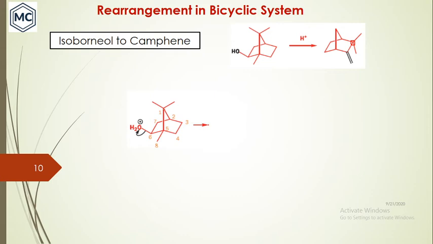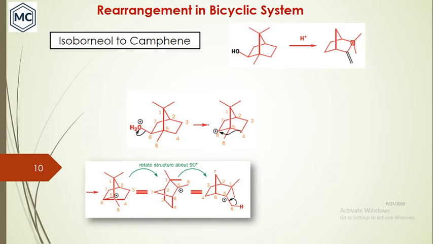First protonation occurs, then a carbocation is formed. The carbocation is formed at the 6th position carbon atom. Then alkyl migration occurs, and here the 4th carbon atom is migrating to the 6th one. You can see it here: the 4th is migrating to the 6th. And this bond is breaking. That is why you are getting a carbocation here.